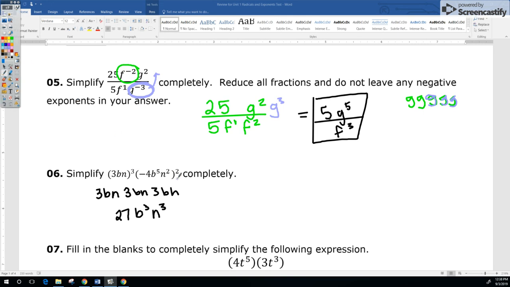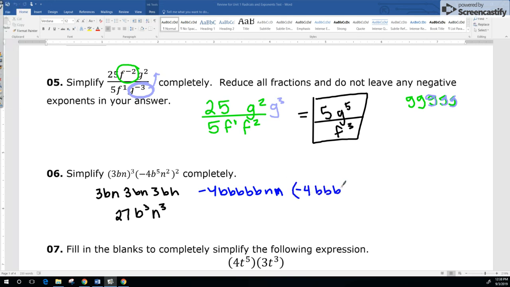Same thing's going to happen over here. I have negative 4, B B B, N N, and I have to do that twice because of my second power right here. That's an N. So times negative 4, times negative 4, B, and N. Is that 5? 1, 2, 3, 4, 5. Okay. So negative 4 times negative 4 is 16. Then 1, 2, 3, 4, 5, 6, 7, 8, 9, 10. 1, 2, 3, 4.